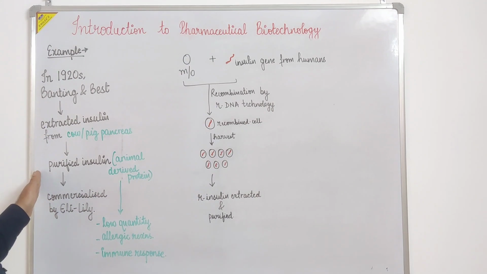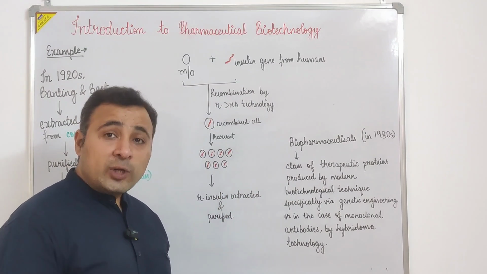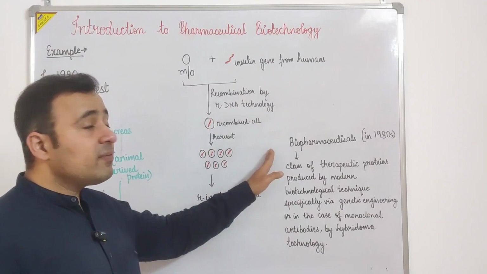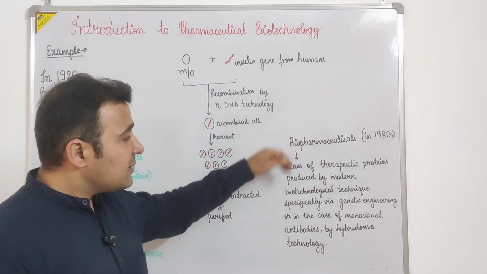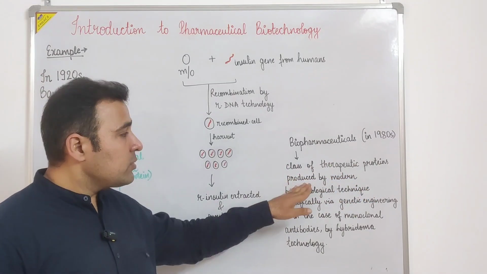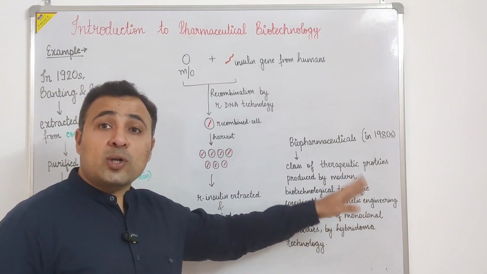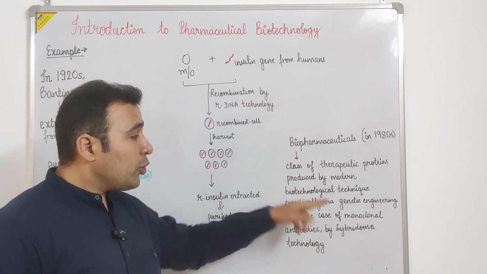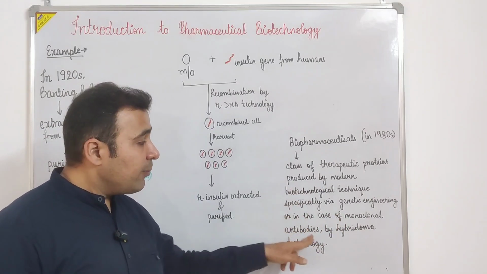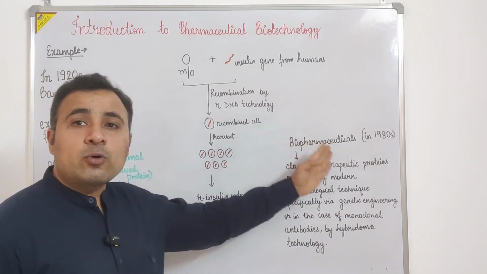Okay, so in the 1980s, a term was introduced to define the proteins that have been produced by modern biotechnological techniques, and the term was biopharmaceuticals. Okay, this term means the class of therapeutic proteins that have been produced by modern biotechnological techniques, specifically via genetic engineering. So all the proteins that have been produced by genetic engineering, or the monoclonal antibodies that have been produced by hybridoma technology, they fall under the term biopharmaceuticals.